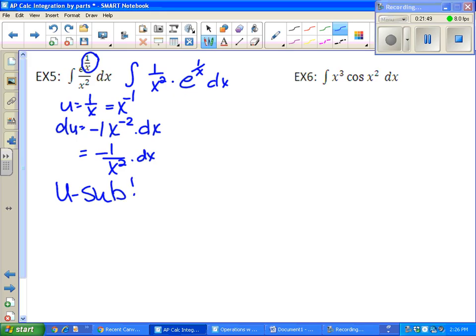If I integrate this, I do need the negative, so I have to put a negative on the outside. I'm going to have the integral of e to the u du, which is negative e to the, and I substitute back in for my u, which is 1 over x, plus c.